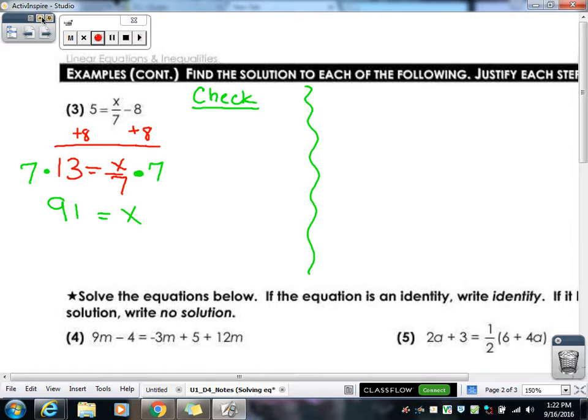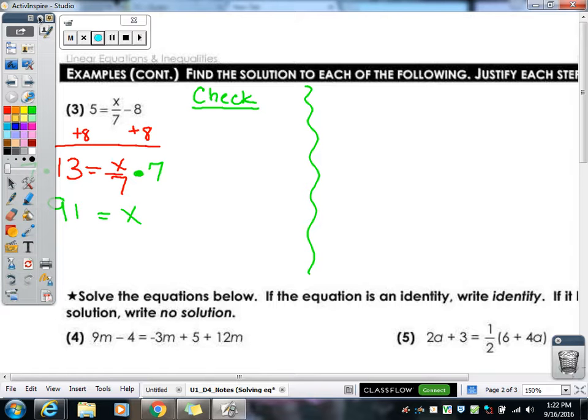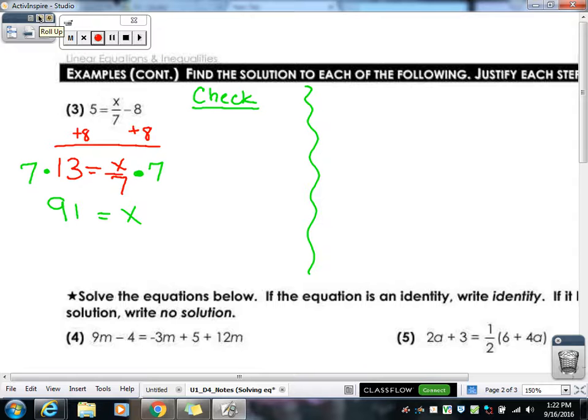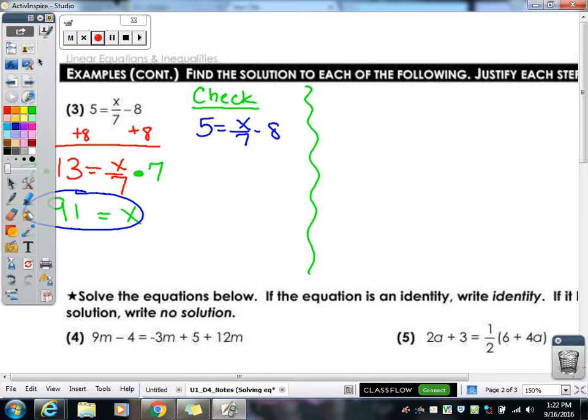I believe it is right, but... So when you check, you usually rewrite the original problem. And we plug our answer, 91, back in for x. So I have 5 equals 91 divided by 7 minus 8. Okay, someone do 91 divided by 7 in your calculator. What is it? 13? Yep. So we're going to get 5 equals 13 minus 8. And then we say 5 equals 5.